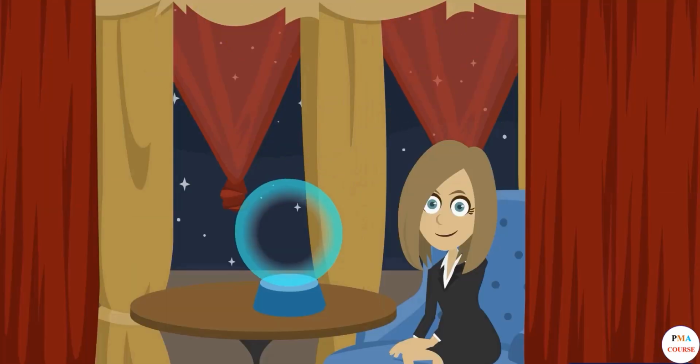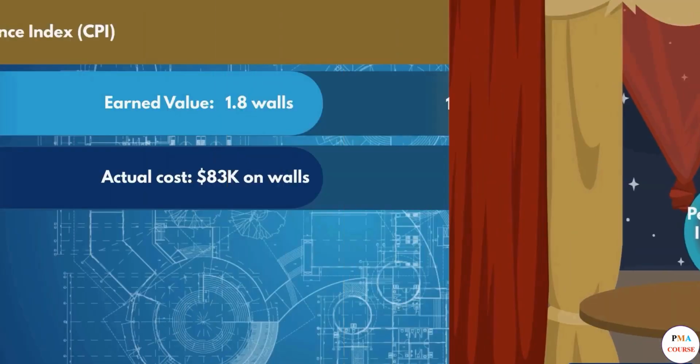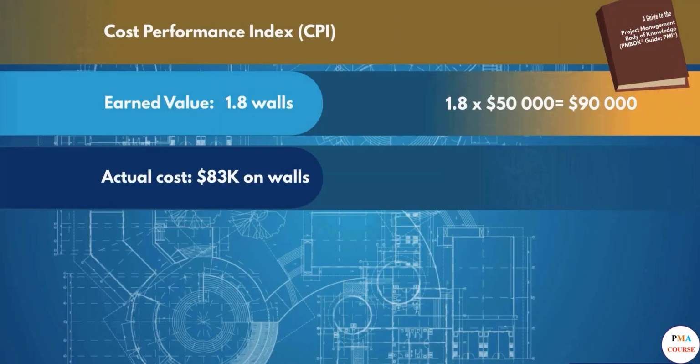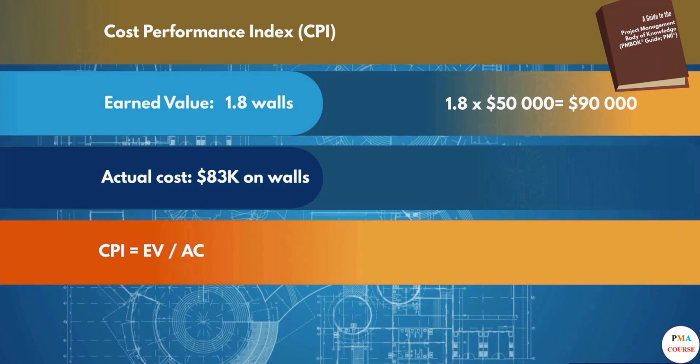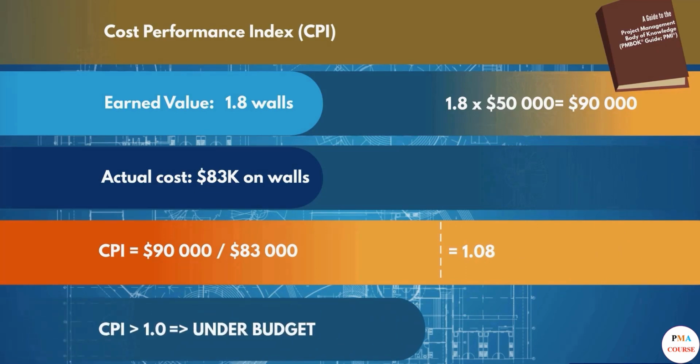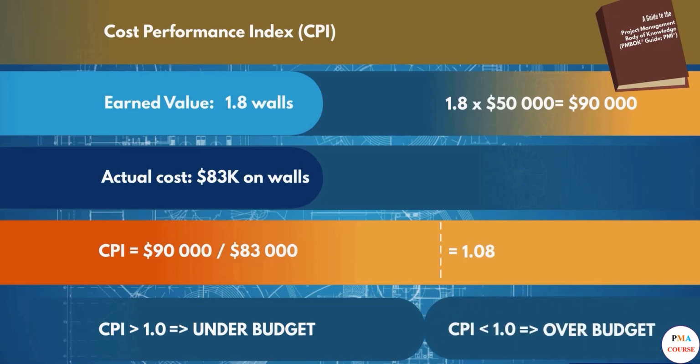So, while your team is behind schedule, they are spending less on the walls. Now, let's predict the future with the cost performance index. Once again, we divide. So it's earned value divided by actual cost. $90,000 divided by $83,000, which equals 1.08. Because the same rules apply, if the number is above 1, then we will be under budget if the work continues at the same rate of spending. If the number is below 1, then we expect to be over budget.